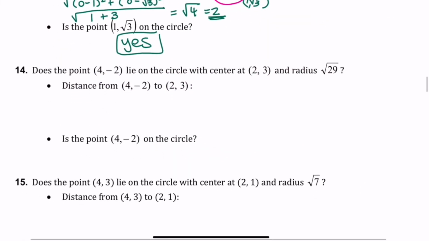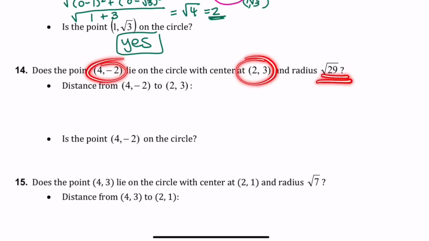So we have a center at 2, 3, and our radius is square root of 29. First, we're going to find the distance between the center and the edge of the circle. And if we get the square root of 29, we'll know that it is on the circle.